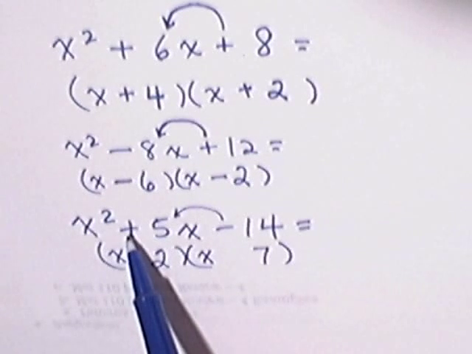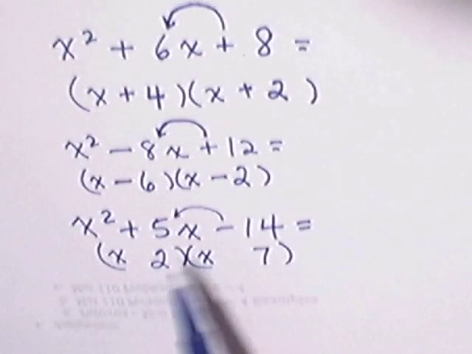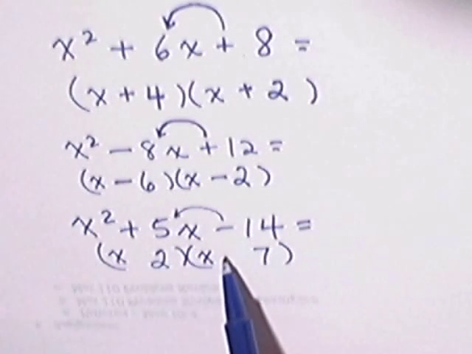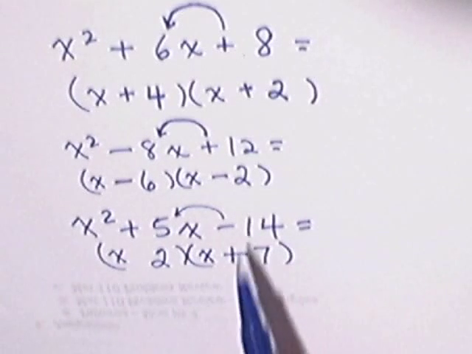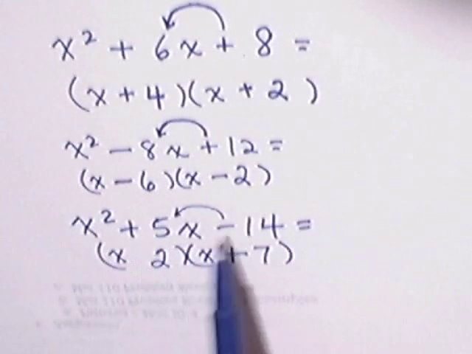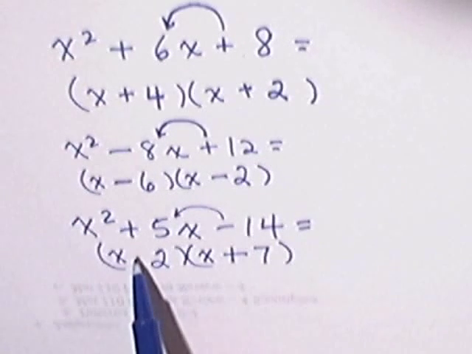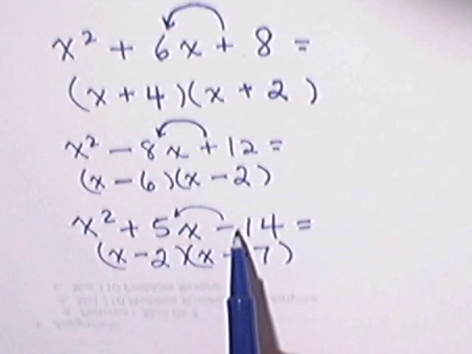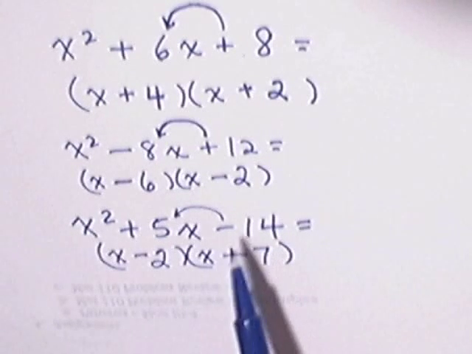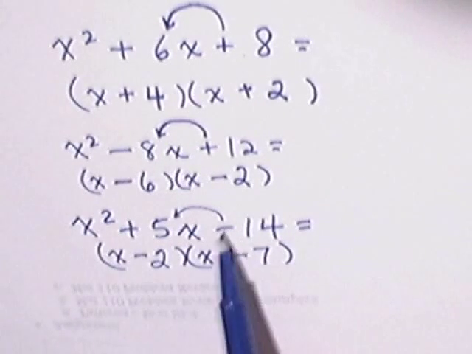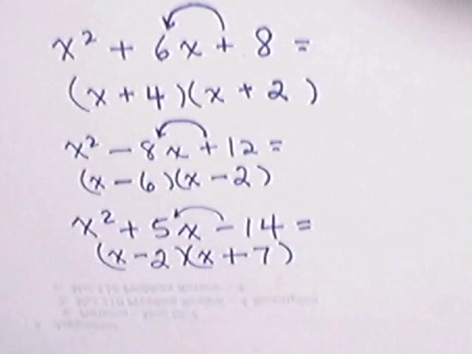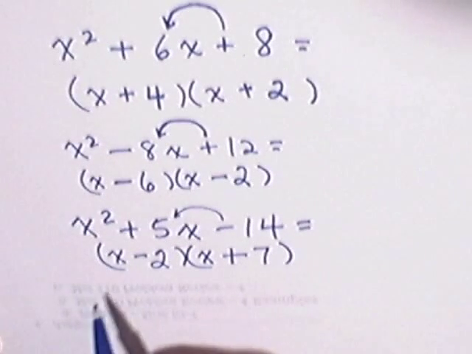That sign in front of the 5 is the one that goes with the larger of the two numbers, and the larger of the two numbers is this 7. So the 7 gets a plus. And then I have to figure out what goes with the 2 in order to make a negative 14 when I multiply them together. So a positive 7 and a negative 2 multiply up to a negative 14. Or you could think about it, if that sign on the end is a minus, then the two signs have to be opposites.